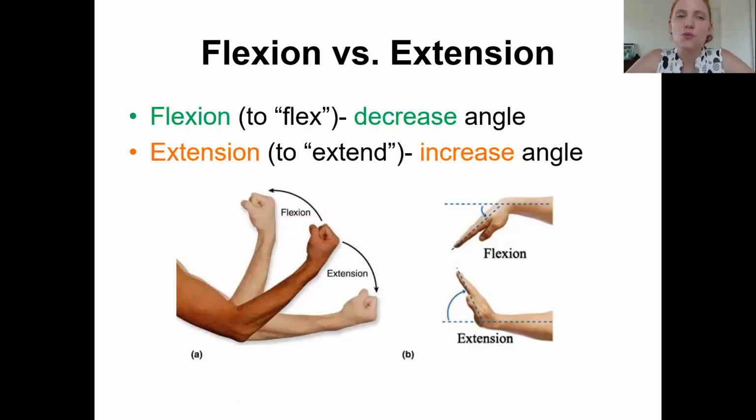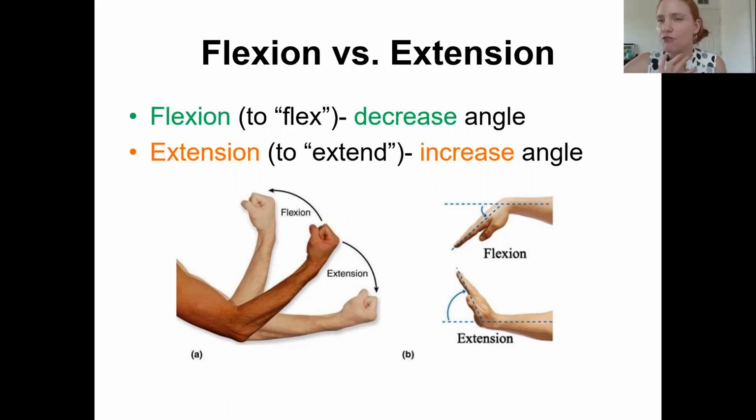Okay, so the first one we're going to look at is flexion and extension. Now these are opposite to each other, and so what flexion means is you're going to decrease the angle at a joint, right? So here's your joint, your elbow joint there, and if you decrease the angle here, that is going to be flexion. So flex the arm right there, right?